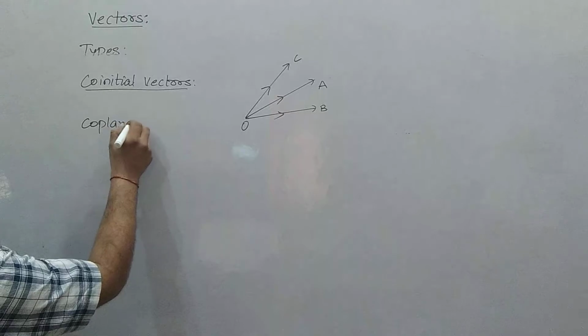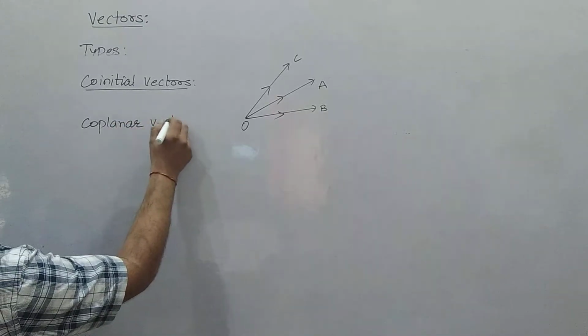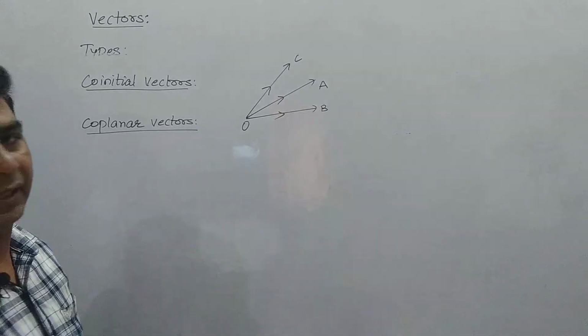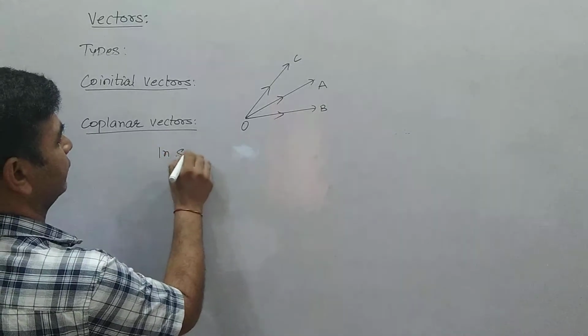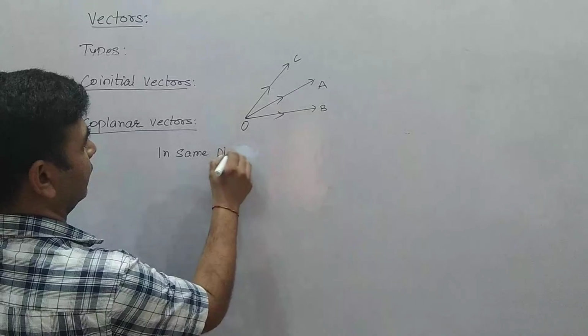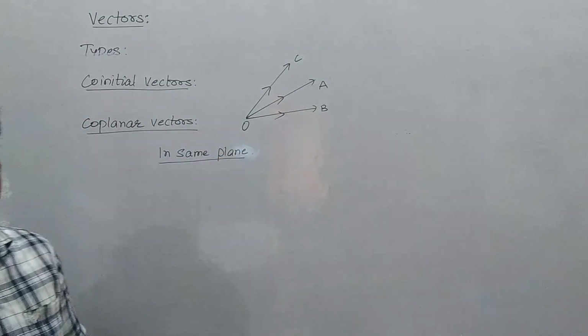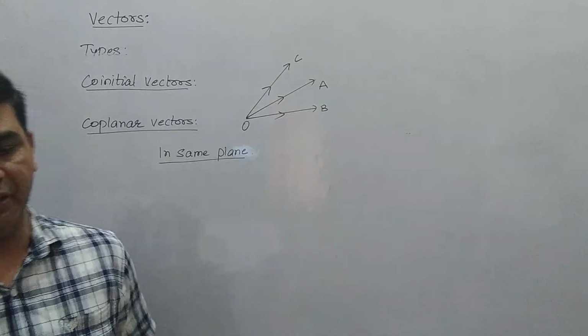Next is your coplanar vectors. The vectors which are lying in the same plane. Two or more vectors are said to be coplanar if they are lying in the same plane. These are known as your coplanar vectors.